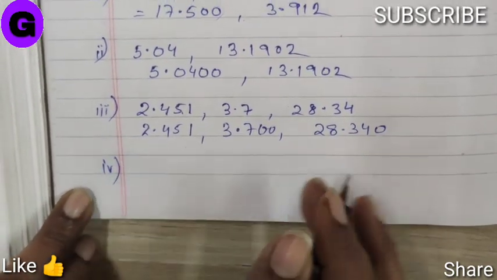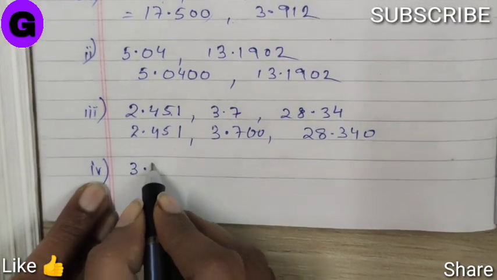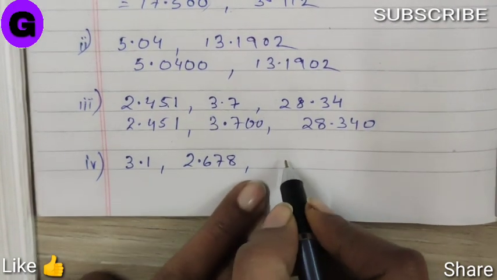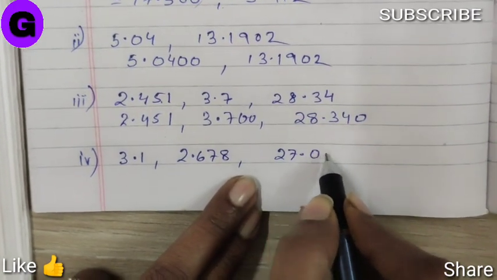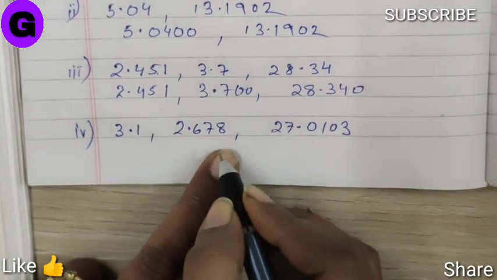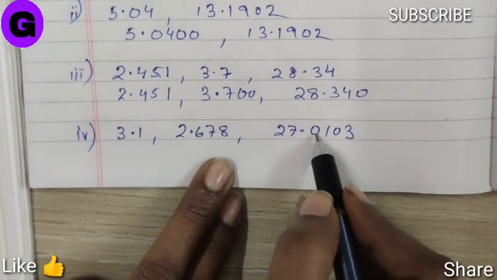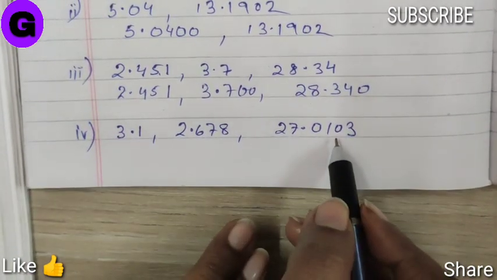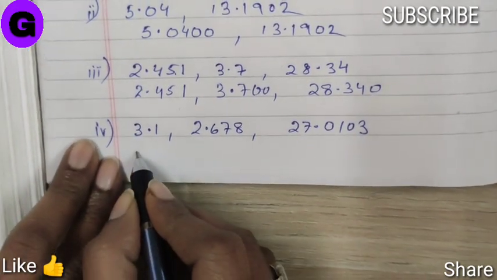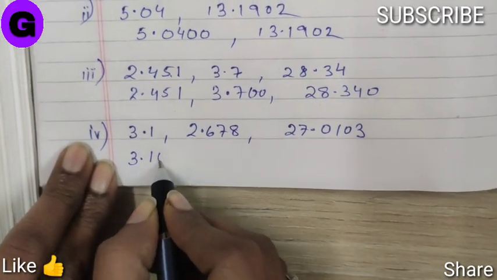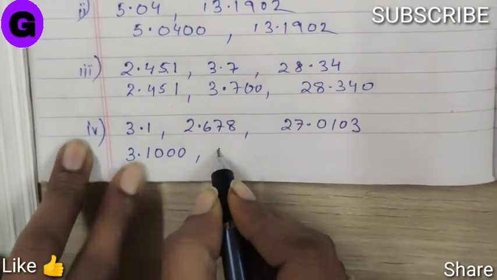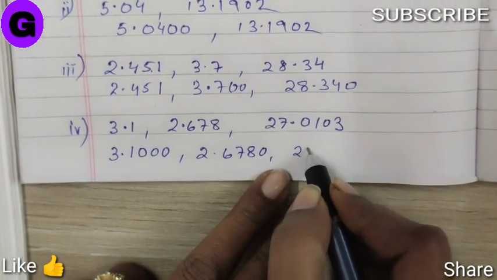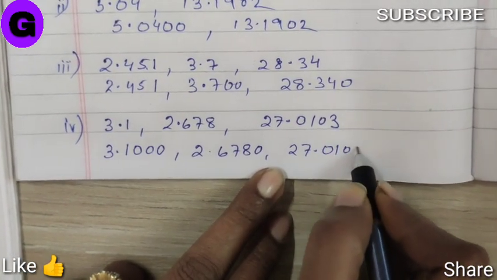Number 4. 3.1, 2.678, 27.0103. So the highest number of decimal places are here 1, 2, 3, 4. So that means we have to change these two numbers into the like decimals by adding 0. So the answer will be 3.1000, 2.6780, and here this was just the same. We'll copy them down.